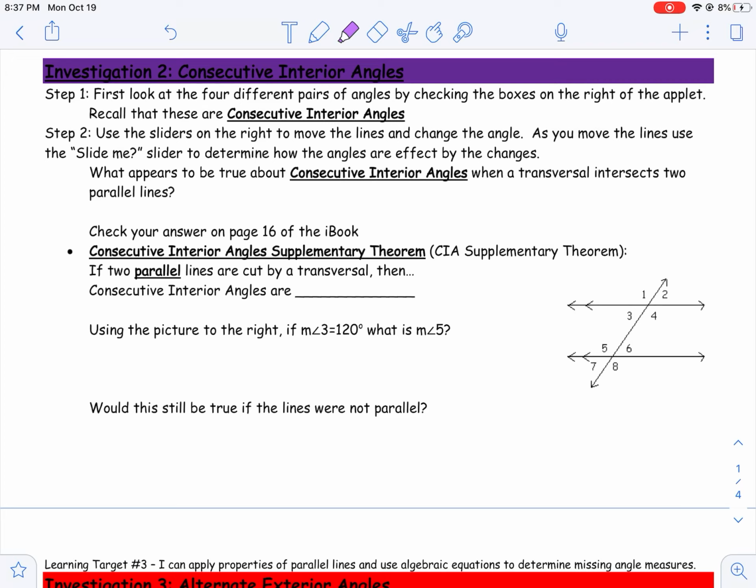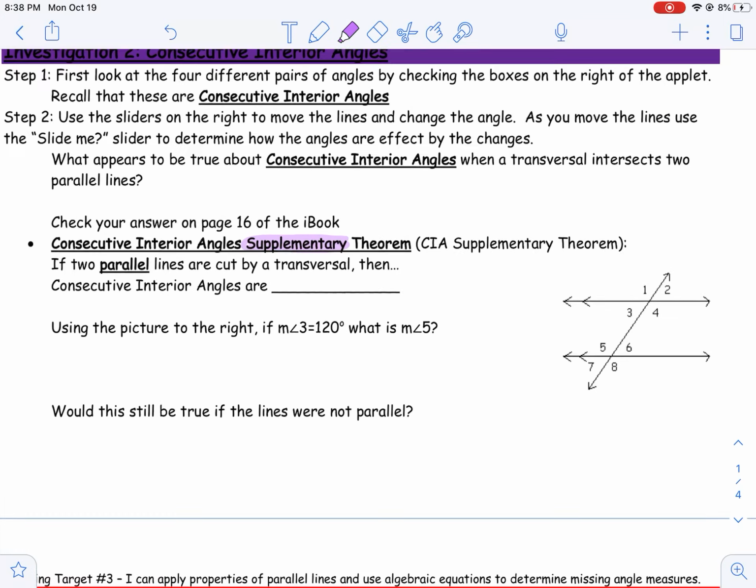Okay, so if you're listening again, that means you just completed investigation 2. All right, and it is asking us to state the consecutive interior angle supplementary theorem. So it says, if two parallel lines are cut by a transversal, then consecutive interior angles are, well, just based off the title alone, I'm going to take a guess, but let's take a look.